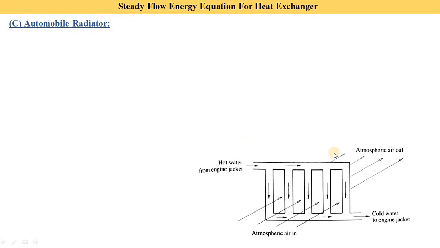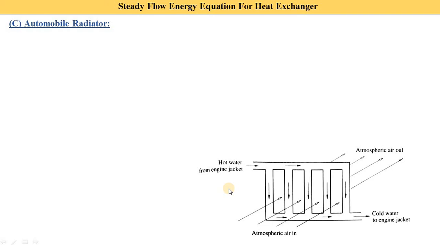So here you see the image of the radiator. This is the hot water from the engine jacket. Now what is the engine jacket? In our car, power is produced by using the engine. Inside the engine we supply petrol, diesel or CNG, depending on the car. Due to the combustion of the fuel, heat energy is produced, and this heat energy is absorbed by the water. Surrounding the cylinder of the engine, a water jacket is provided, and this water absorbs the heat.